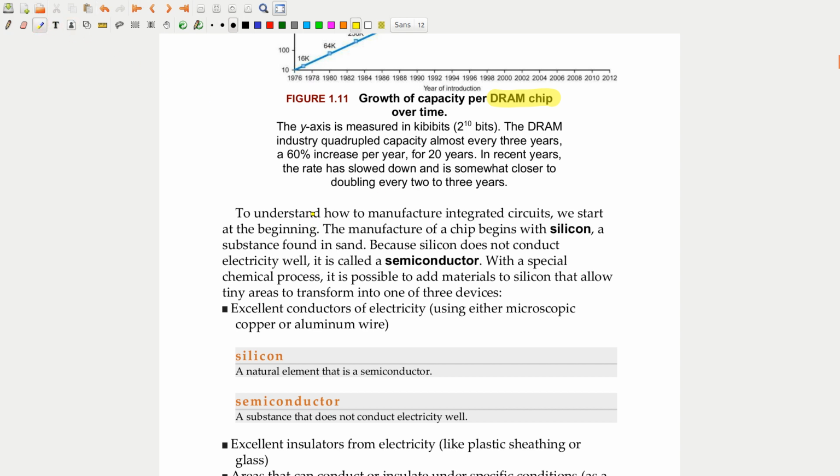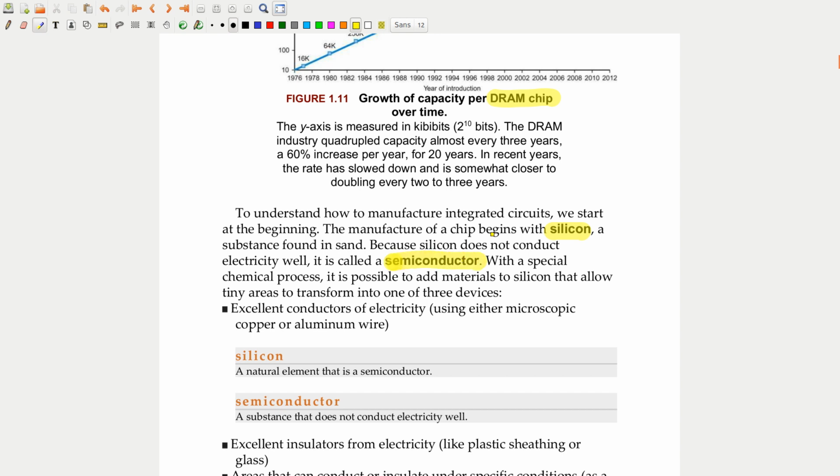Okay, so let's continue on. To understand how to manufacture integrated circuits, we start at the beginning. So chips begin with silicon. And we use silicon because it does not conduct electricity well, so it's a semiconductor.